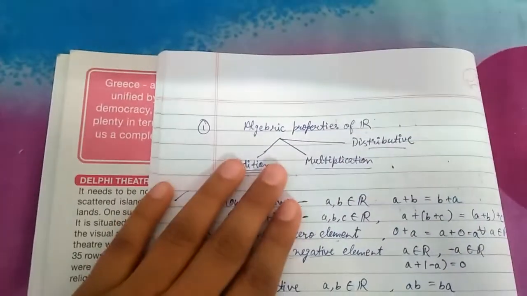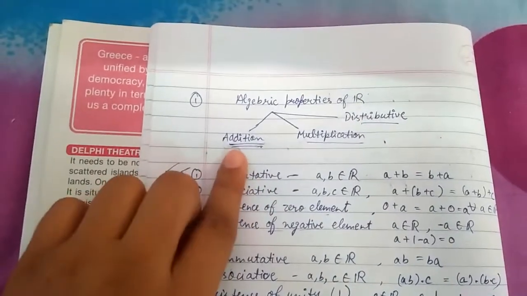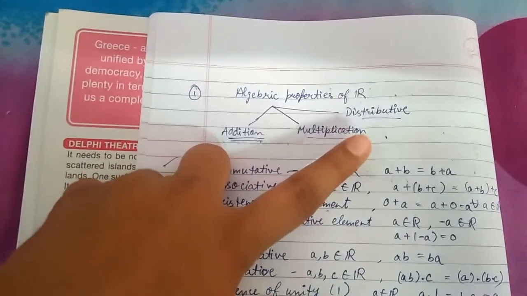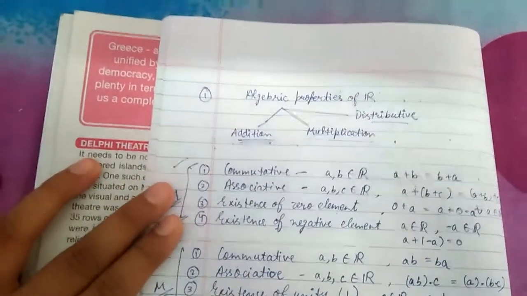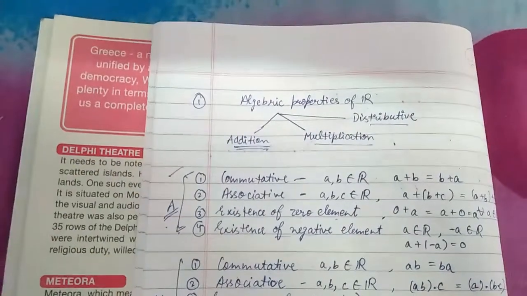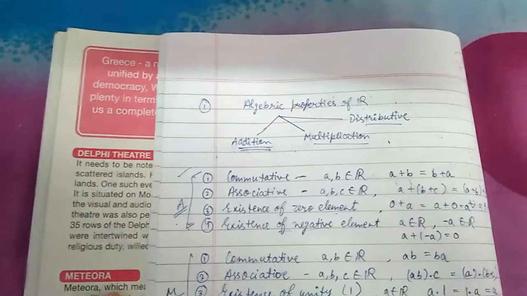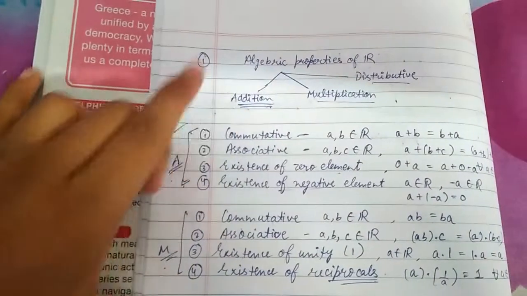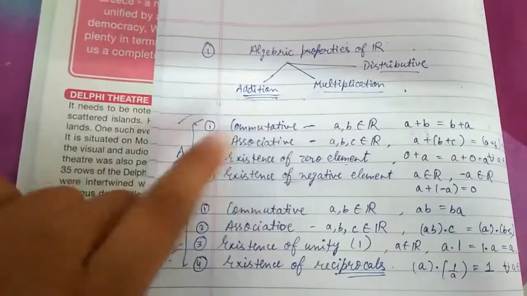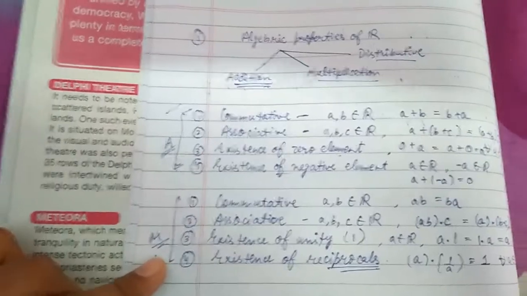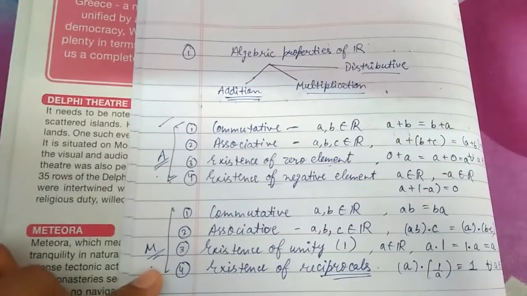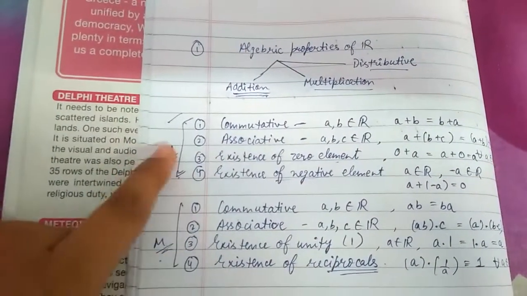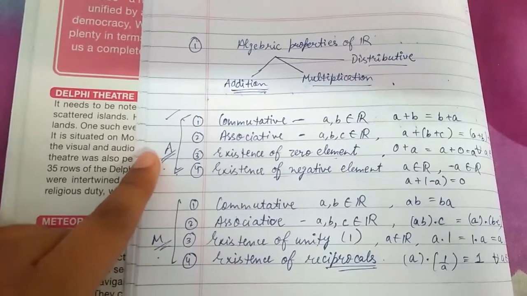Here, as you can see, the algebraic properties are of three types. The first one is the additive property, that is addition, the second one is multiplication, and the third one is the distributive. To make learning of these properties easier, I have divided these properties into four parts. The addition property has four subparts, and the multiplication has four subparts. It will make it easier for you to learn this way, as the first two properties, commutative and associative, are similar in both the additive and multiplicative properties.